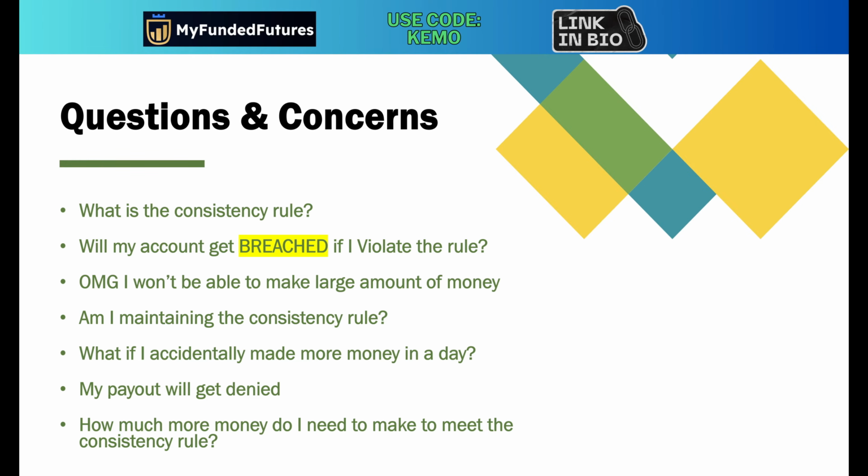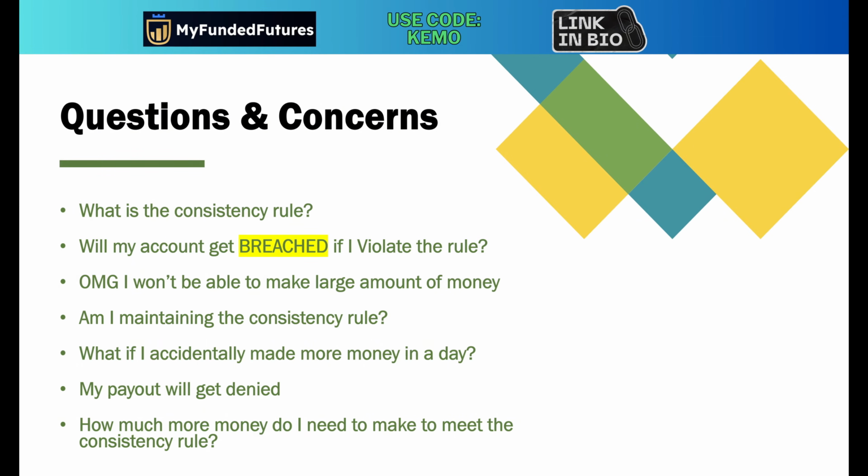So will my payout get denied? I don't think any payout will get denied as long as you are maintaining and consistently following the 40% consistency rule. I think you will be fine, and even if you make a lot of money in one day, you can still average it down and get away with it. All of that is just fine, and I'll show you everything in a second. How much money do I need to make to meet the consistency rule? If I happen to make a lot of money in one day, I'll show you all of these questions in the calculator.